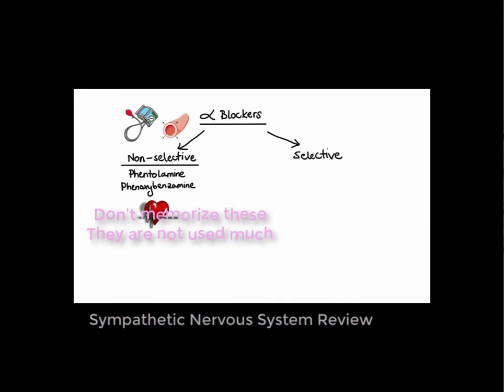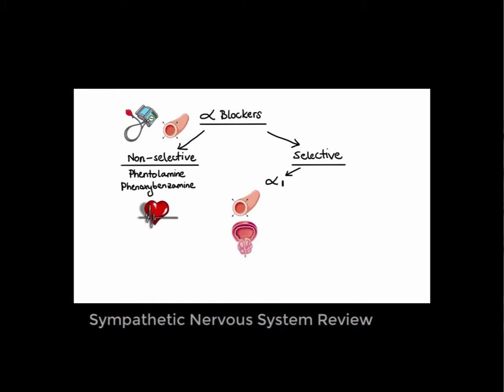Now, let's move on to selective alpha blockers, and let's discuss alpha 1 blockers first. So these agents selectively and reversibly block alpha 1 receptors located mainly in vascular smooth muscle, which reduces peripheral resistance and leads to decreasing blood pressure, and they also block receptors in the smooth muscle of the bladder neck and prostate gland, which causes smooth muscle there to relax, leading to relief of the urinary difficulties associated with benign prostatic hypertrophy, BPH for short, or simply enlarged prostate.